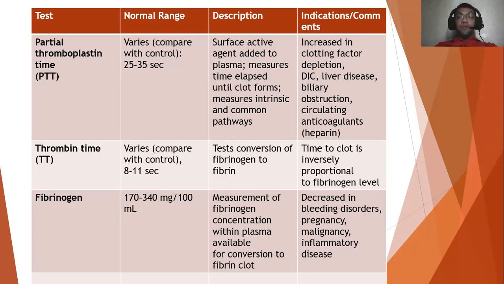There are different types of clotting factors that you are going to learn. And the cascade of these clotting factors, if you remove one clotting factor, clotting will not occur because all of the clotting factors are important in the formation of blood clots. If there's one missing, that can lead later on to bleeding disorders. And we'll discuss more of that later on. So decrease in bleeding disorders, pregnancy, malignancy, and inflammatory disease.